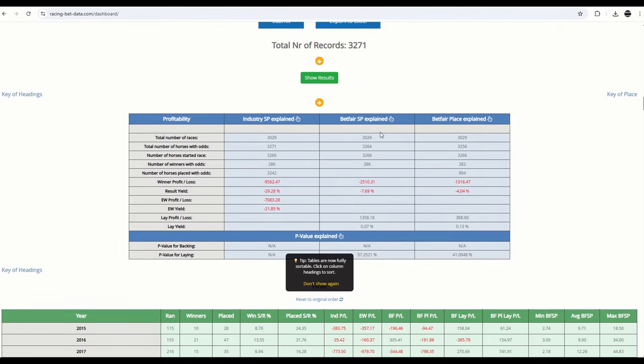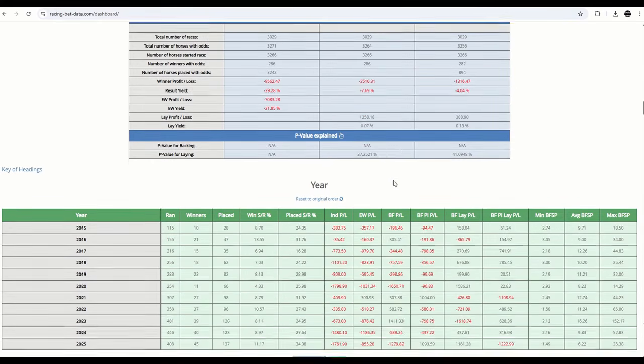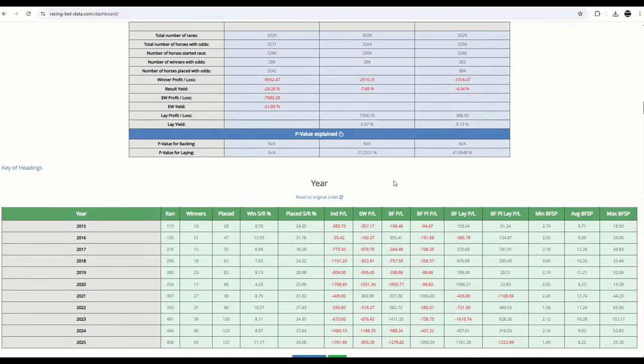So we can see here top level, so this trainer actually overall is a losing trainer. If we look at the winner profit loss, but we can sort of drill down into the granular level. That's the beauty of these tables. They'll give us those angles to perhaps investigate and explore.